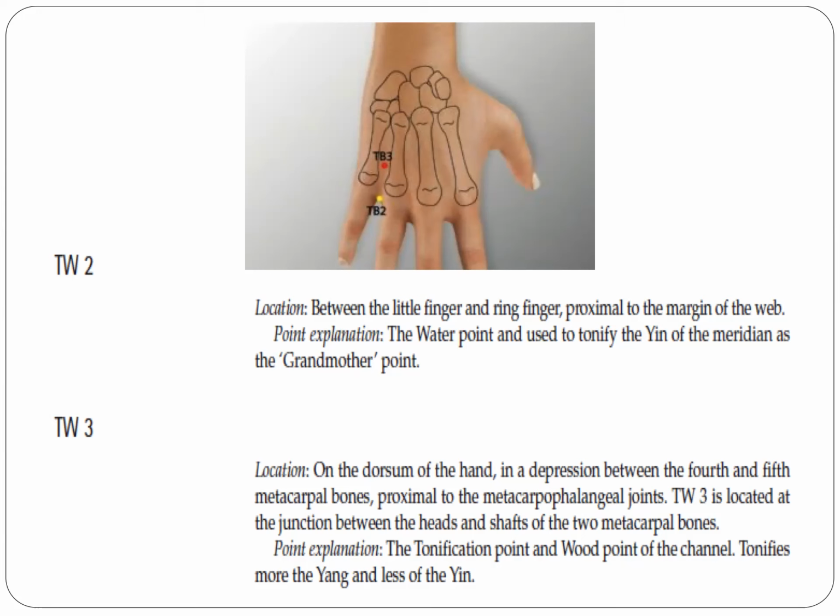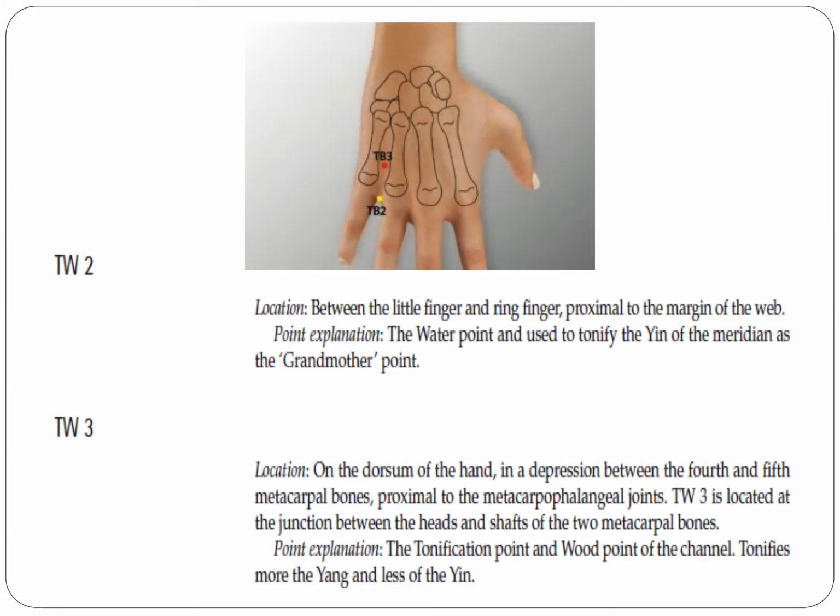Next is triple warmer 3. On the dorsum of the hand, in a depression between the 4th and 5th metacarpal bones, proximal to the metacarpophalangeal joints. Triple warmer 3 is located at the junction between the heads and shafts of the 2 metacarpal bones.